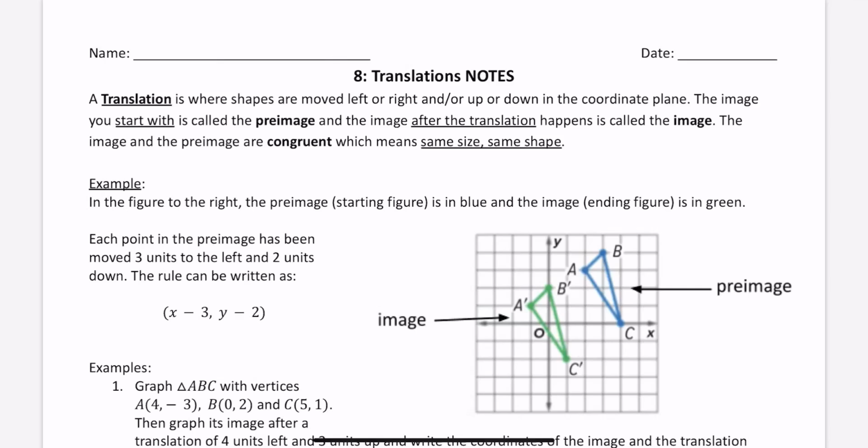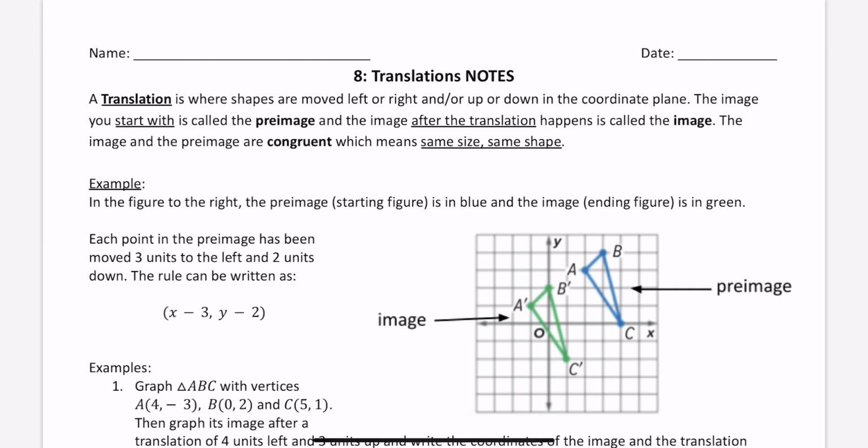Hey guys, today we're going to start our unit on transformations. One type of transformation is a translation. A translation is where shapes are moved left or right or up and down on a coordinate plane. So I'm going to give you a shape and I'm going to ask you to start with that shape and then move it around the coordinate plane.